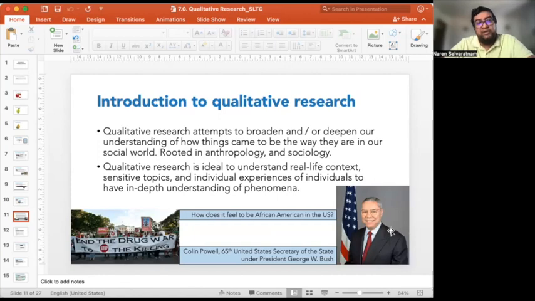So qualitative research attempts to broaden or deepen our understanding of how things come to be the way they are in the social world. Now, I am interested in understanding the society, but how exactly do these things present in a specific way around me? How do I make sense of all of this? Now, I study minority groups and race relations and all of that. How do I make sense of systemic racism that is happening inside our country?